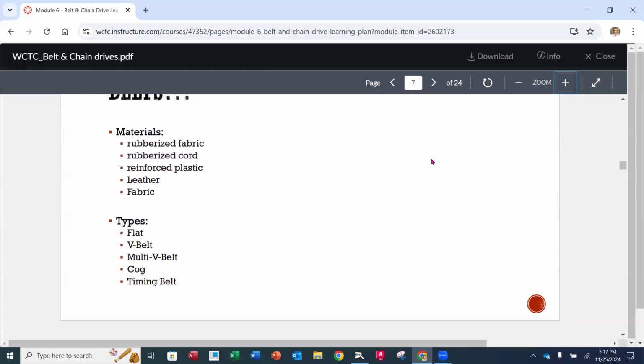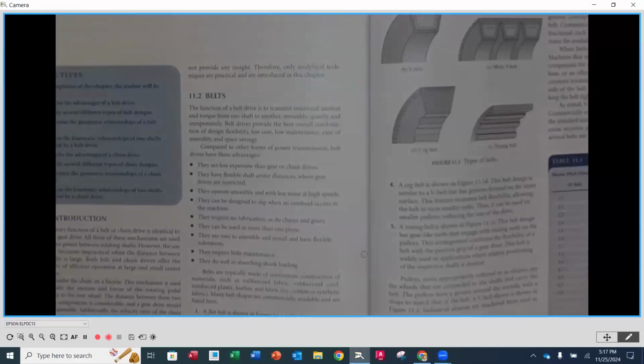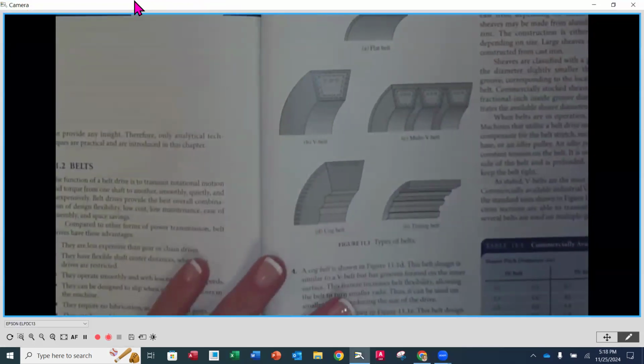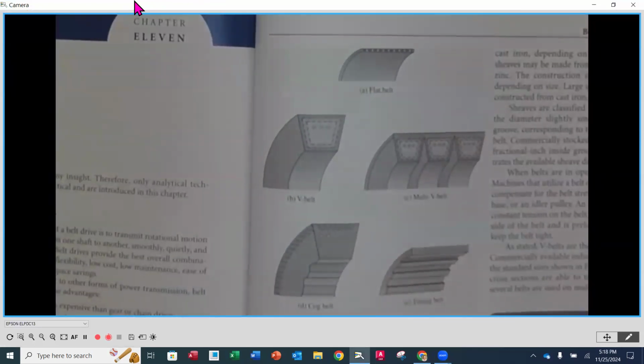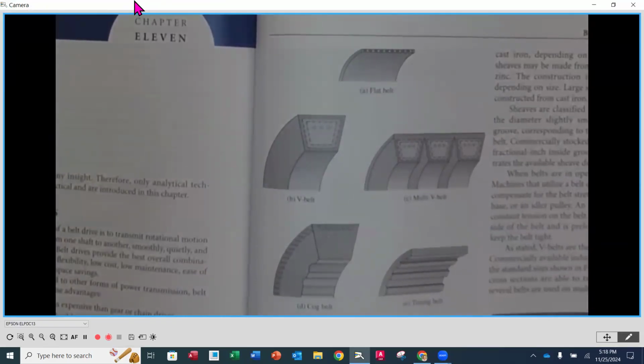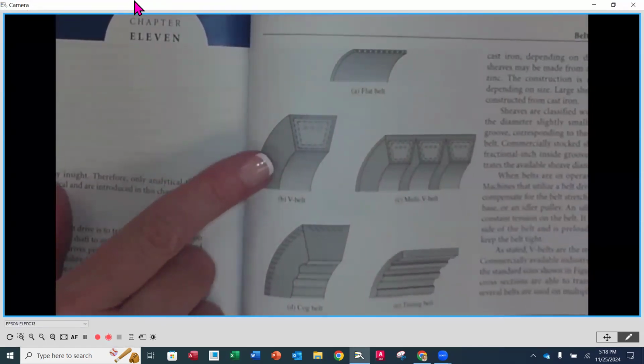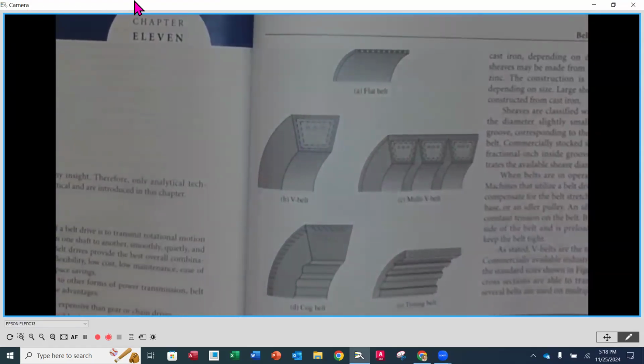Now, materials and types. If we look at the top of page 303, we're going to notice that there are, it looks like, 5 different types of belts. First, you can have a flat belt, which would really go over kind of like a conveyor type of situation, like a roller. But the ones that we're going to be looking at are going to be the V-belt type. And that's going to be the most popular in machine design, or industrial machine design.